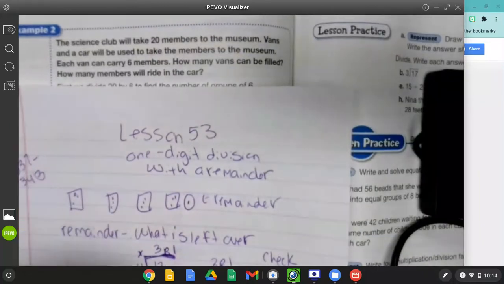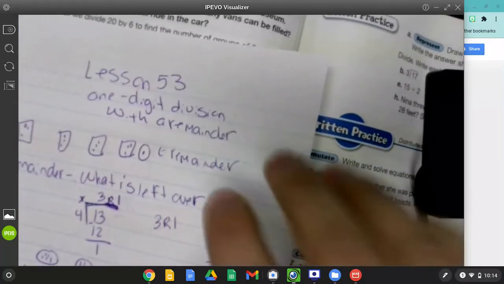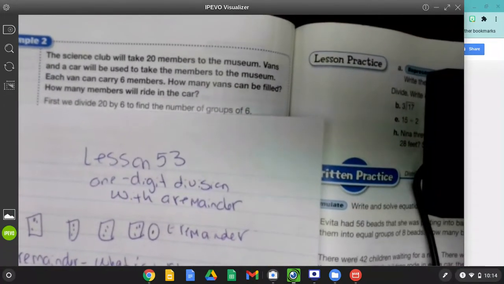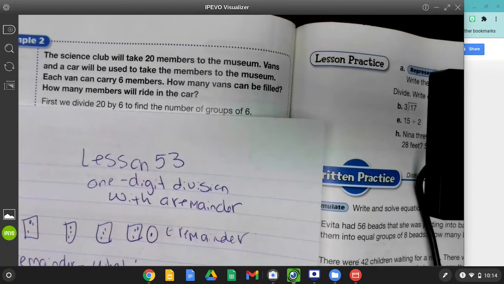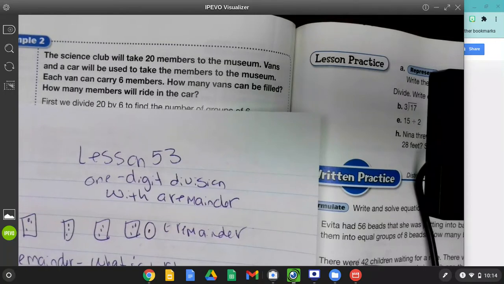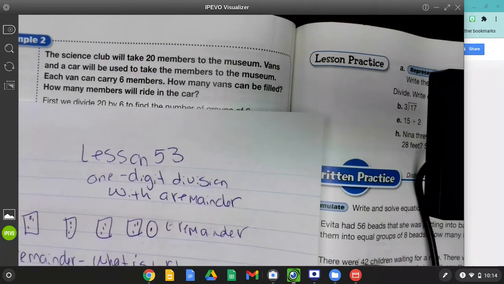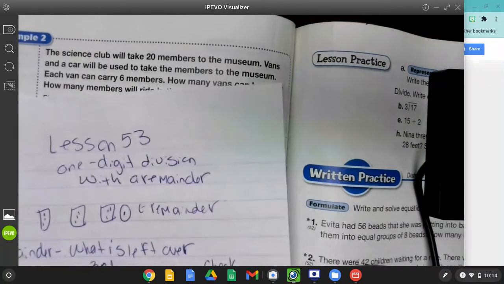So the science club is going to take 20 members to the museum. Sounds fun. Vans and a car will be used to take the members to the museum. Each van can carry 6 members. How many vans can be filled, and how many members will ride in the car?